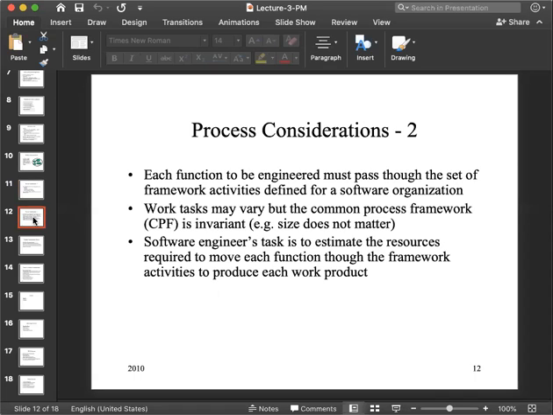Then there are some more points in the consideration. Each function to be engineered must pass through the set of framework activities defined by the software. We already read about the framework. You have to work on the product's framework first and define your working activities accordingly. Then the task may vary but the common process framework is invariant. I told you about the framework and the process model last time, so you have to follow these things.